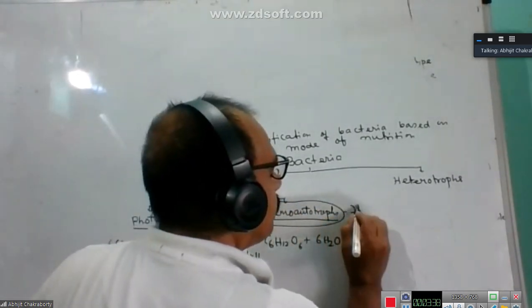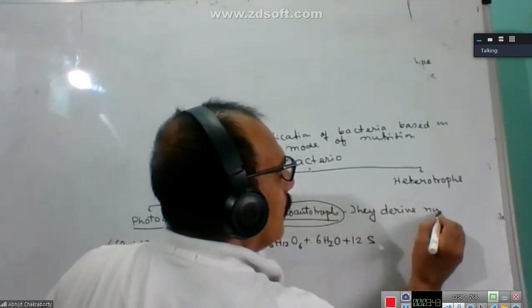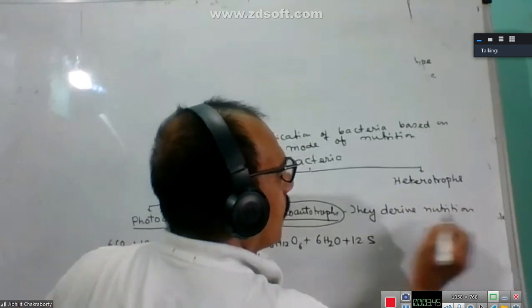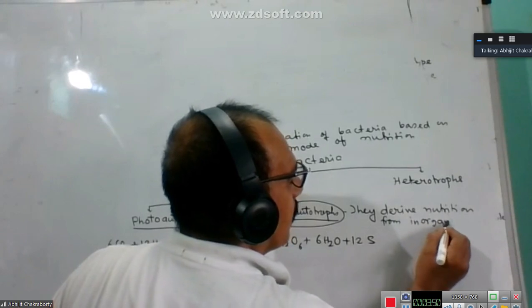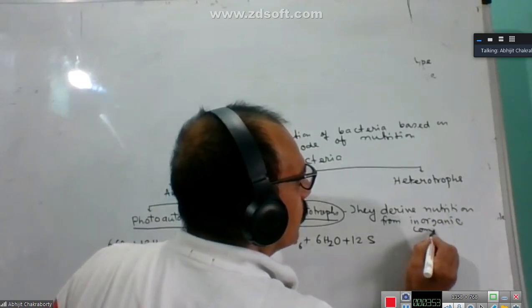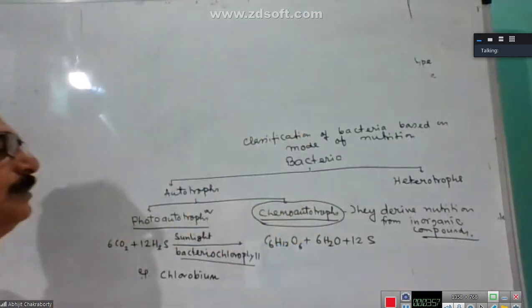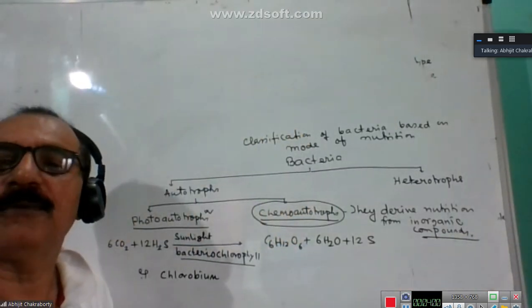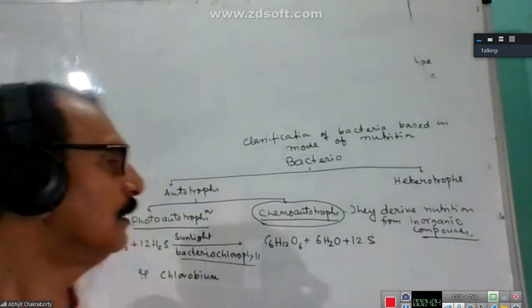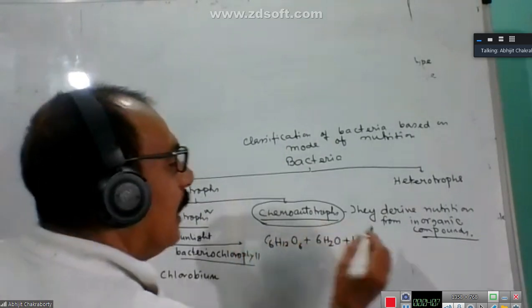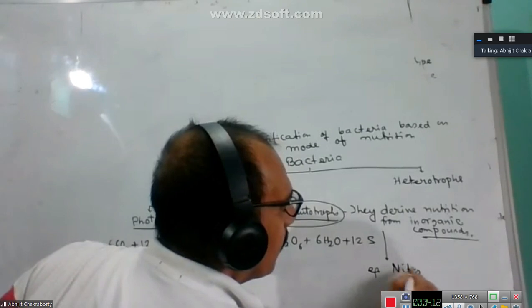They derive nutrition from inorganic compounds. Then you can call them chemoautotrophs. So, for example, Nitrobacter.